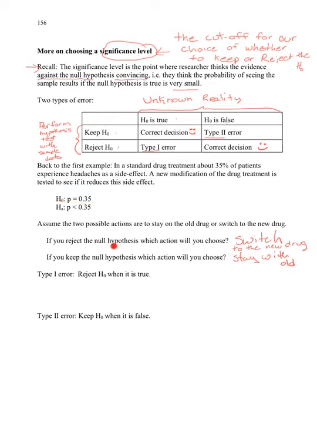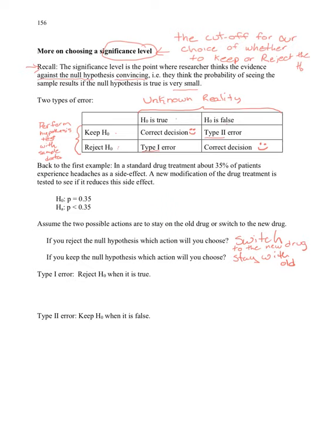Now, if we reject the null hypothesis when it's actually false, we've made a correct decision, and switching to the new drug was the right thing to do. If we kept the null hypothesis when it's true, we're going to stay with the old drug, and if the null hypothesis is true, we've made the correct decision. Now, what about if we reject the null or throw it out in favor of the alternative? That's when we've made one of those type 1 errors.